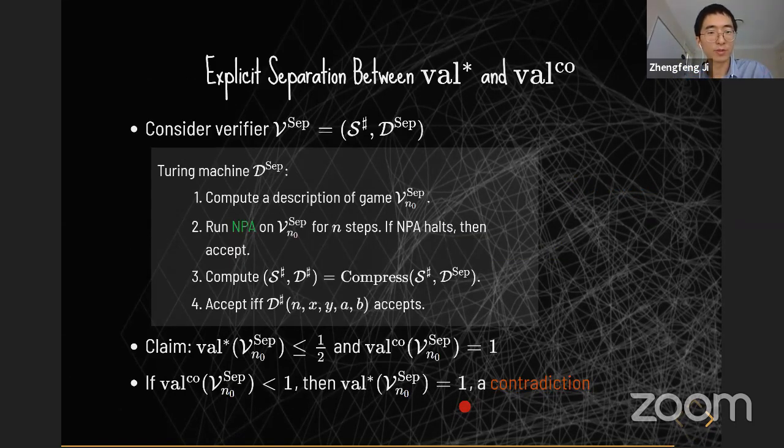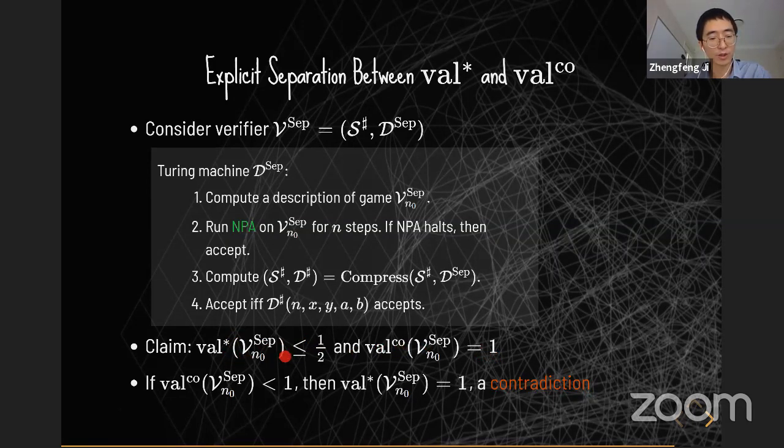Okay, we can also show explicit separation between these two values, and we do this by defining a different Turing machine where we first compute the game, and then we run the NPA hierarchy to test whether it stops. The NPA hierarchy would detect whether the commuting value is less than 1. If it's less than 1, it will halt and tell you that it's less than 1. But in our case, if the NPA hierarchy halts, we accept. And if it doesn't halt yet, then we do the compression, and it's very similar to the previous definition. So our claim is that now the entangled value is at most half, and the commuting value is 1.